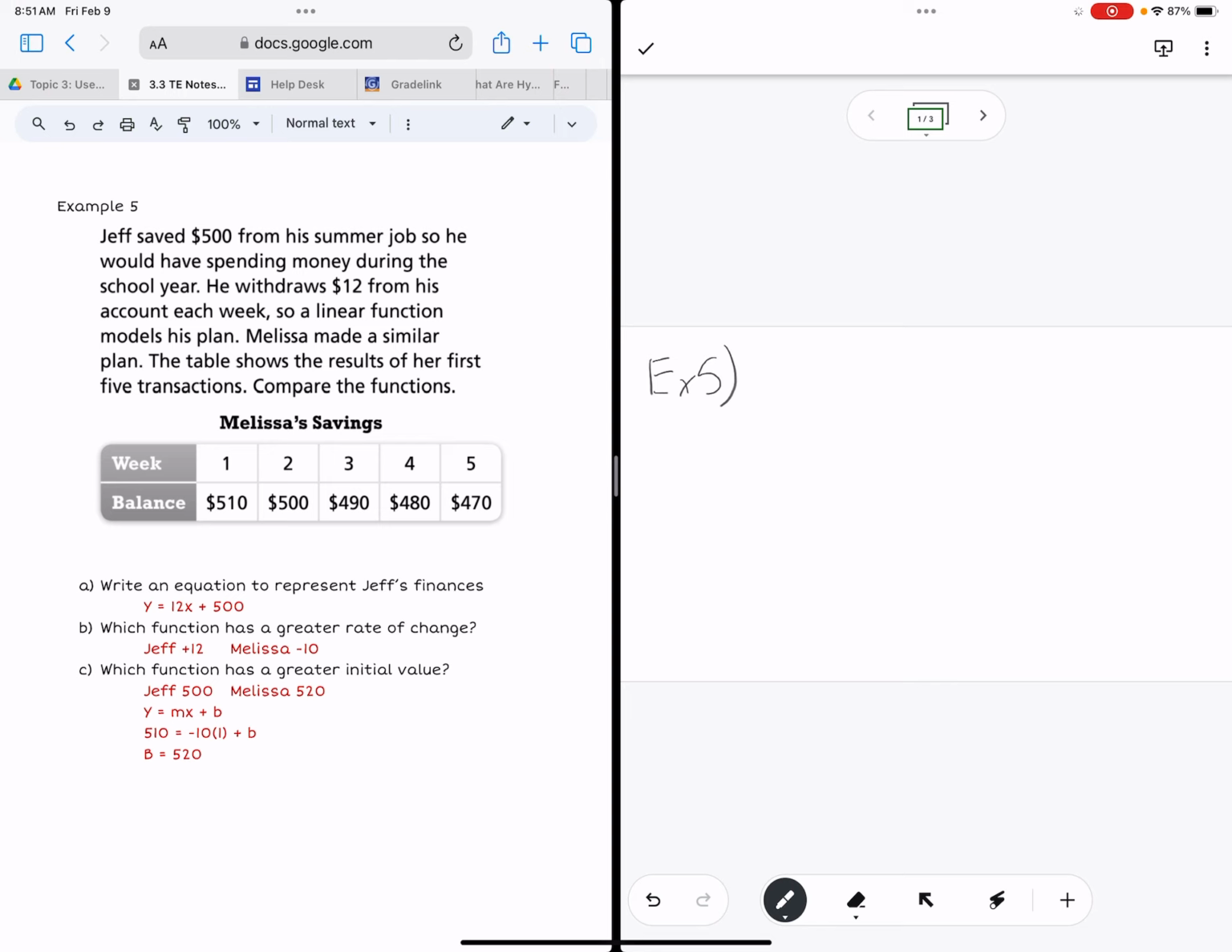So we're talking about Jeff, and we want to use y equals mx plus b. So, according to our word problem, what is his initial value? What is his y-intercept? What is b, Jason? 500. Yeah, so we're going to add 500 because it says he saved an initial 500.